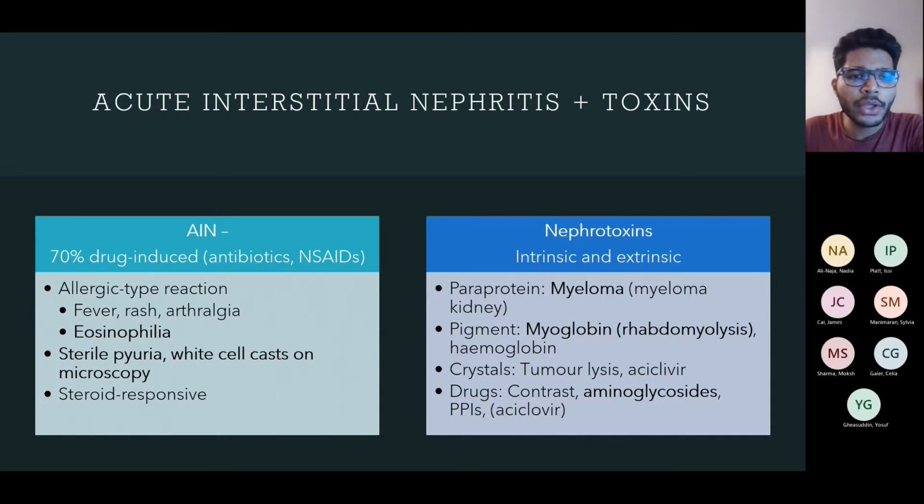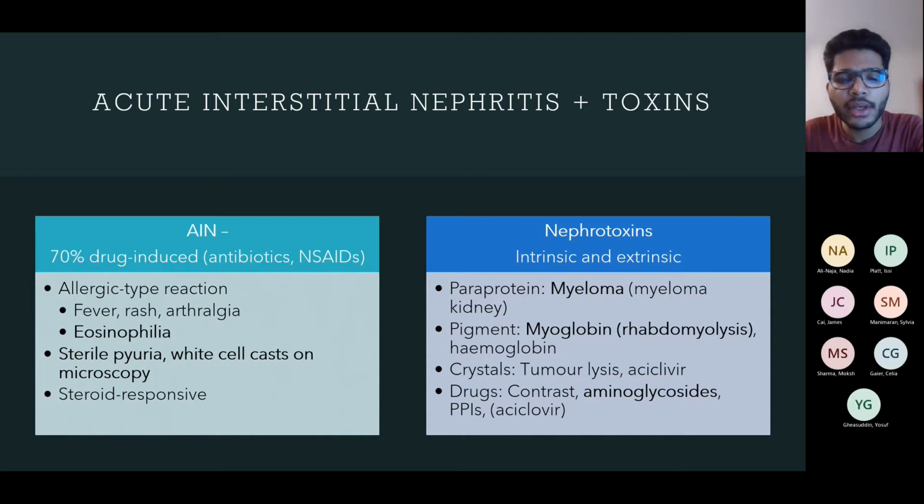So people with acute interstitial nephritis present with this sort of allergic type picture with eosinophilia, so they might have high eosinophils in the blood, but also in the urine, and with things like fever, rash, and joint aches as well. And again, these are the things to look out for. So white cell casts in the urine, and white cells in the urine, but without any bacteria. And usually, like any allergic reaction, these people are steroid responsive. So that's that. This is really important.